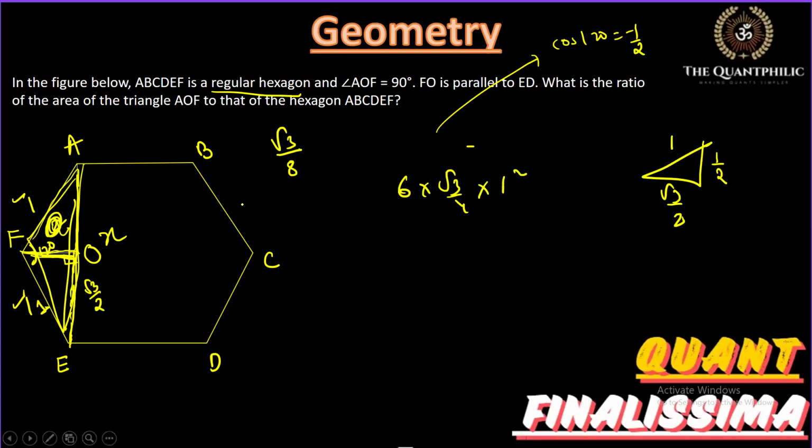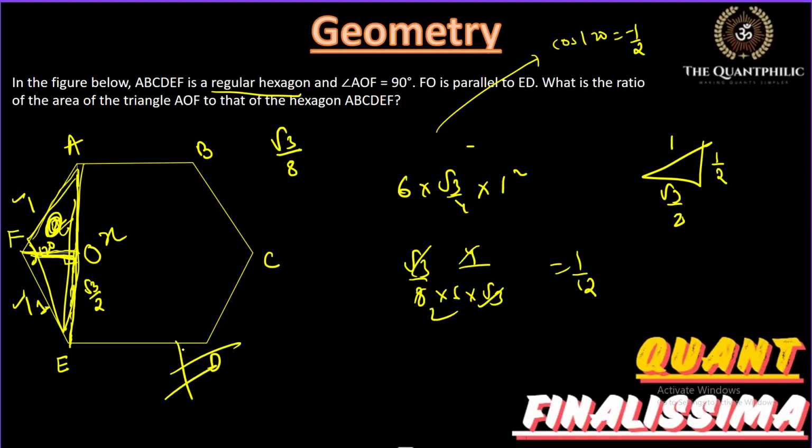Okay. So this is how we came to it. We know that a hexagon has 6 equilateral triangles. So 6 into root 3/4, 1 square. So we got 6 root 3/4. Now we have to find out the ratio of this area to the complete. So root 3/8 divided by 6 into root 3/4. So this gets cancelled. This is 2. 1/12. Okay, so 1/12 is the answer to this question.